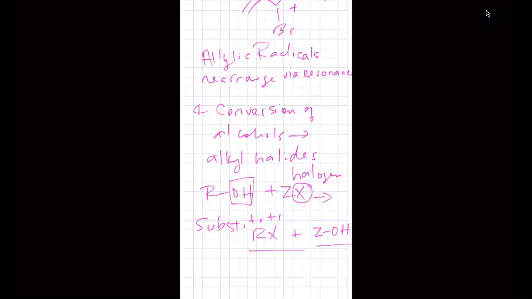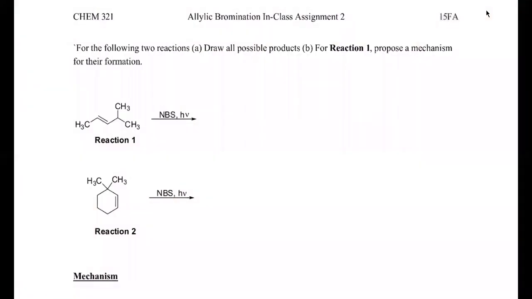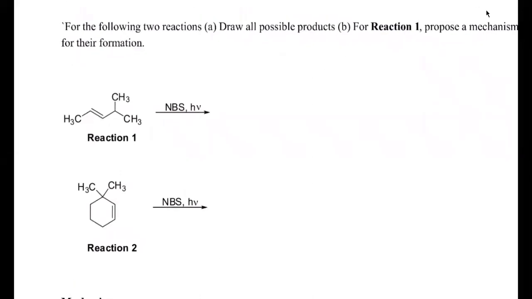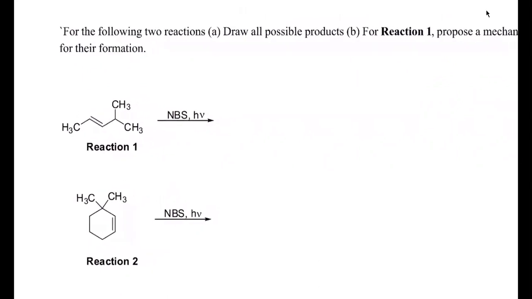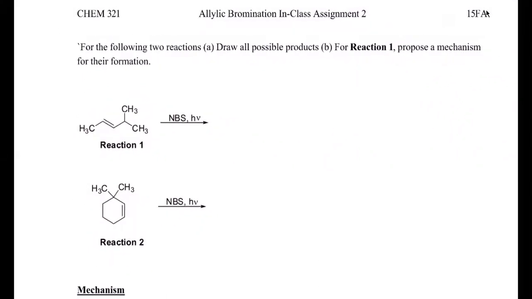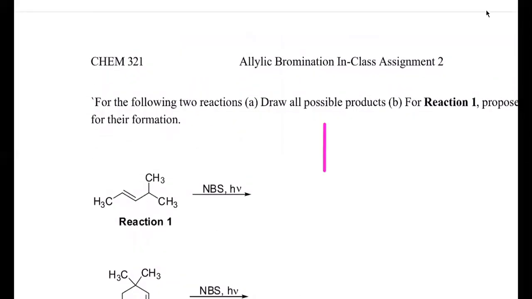All right. So let's jump out of here and jump on this handout, and then we're going to go through the mechanism and explain everything. All right. So here's the first question. It says draw all possible products for reaction 1 and propose a mechanism for their formation. All right, so here's the thing to think about.